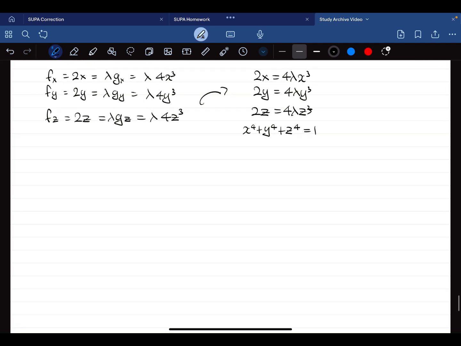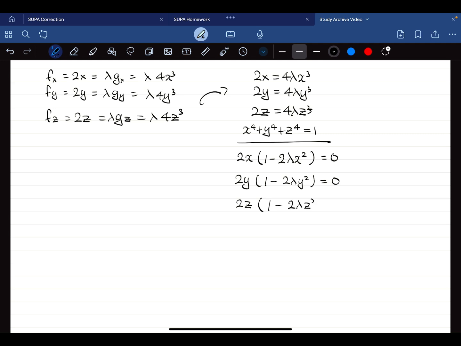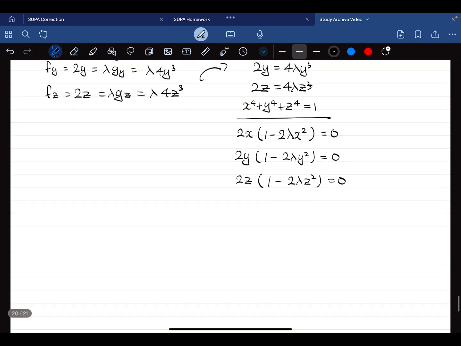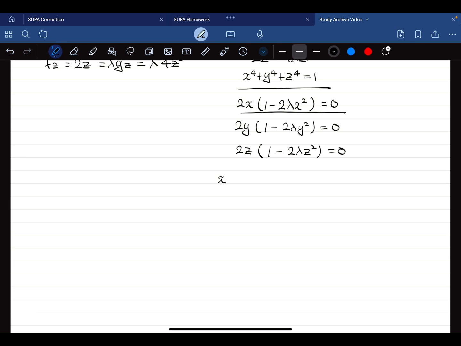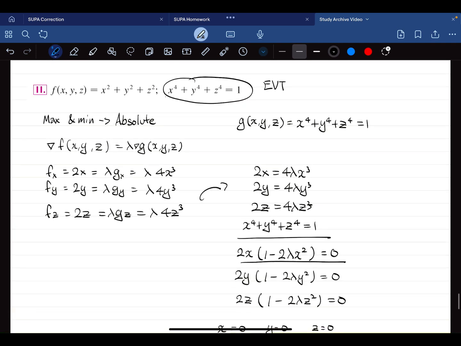And let's look at things. For the top equation, it looks like we can factor out 2x, so it's going to be 2x times (1 minus 2 lambda x squared) equal to 0. And we can apply that for all of them: 2y times (1 minus 2 lambda y squared) equals 0, and 2z times (1 minus 2 lambda z squared) will equal 0. Now what this means is that x can be 0, and we'll have a bunch of scenarios when that is the case. y can be 0, and z can be 0, but not all of them can be 0 at once based on this.